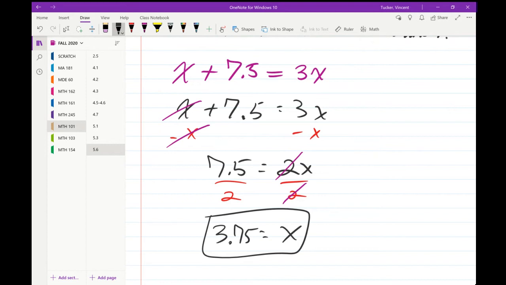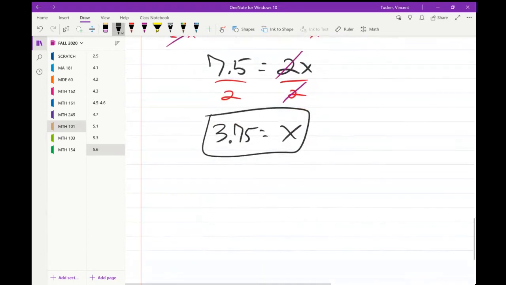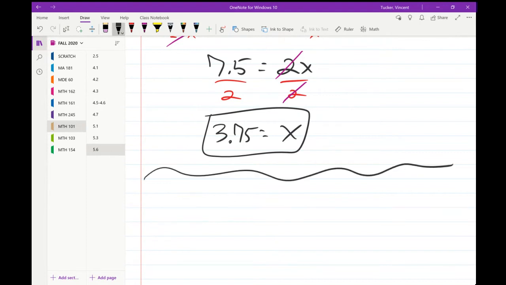All right, questions on anything in that section? All right, so next we have ratios and proportions. So I'll do both of those and then we can call it a day.